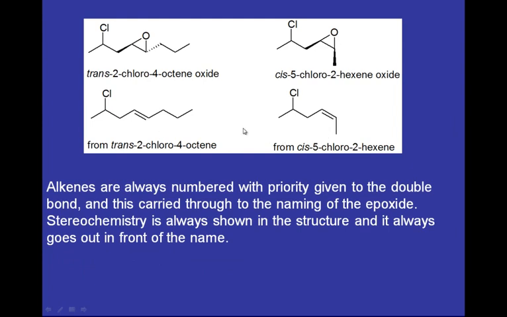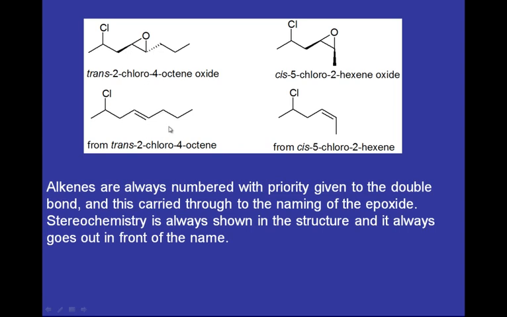Alright, so a couple more examples. As you can see, this one is trans, and it came from this alkene. Now, the way that we figure out the alkene that it comes from, all we do is take the oxygen off here and replace that with a double bond. We obey the stereochemistry that we see here and put the same stereochemistry on the double bond as well. So since this is trans, we make it a trans double bond like this.